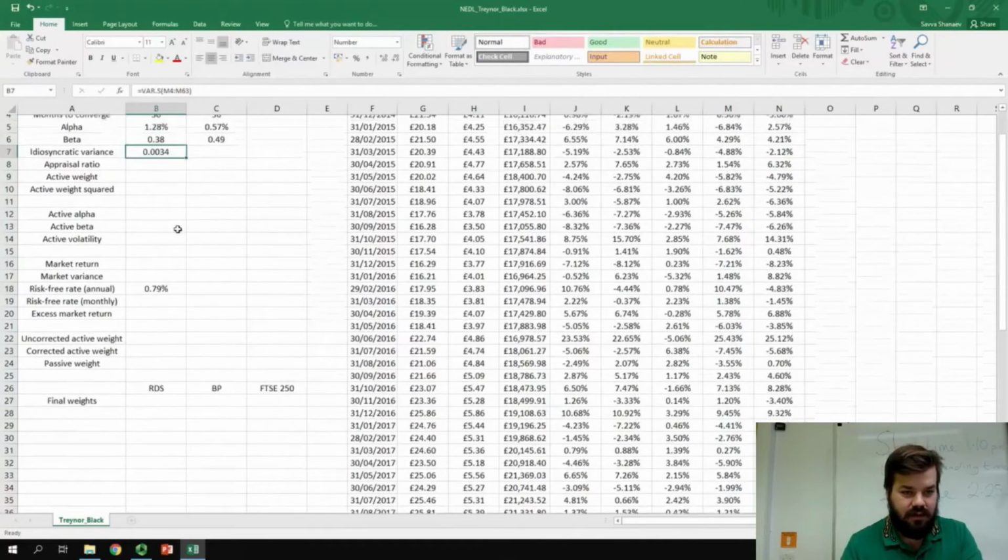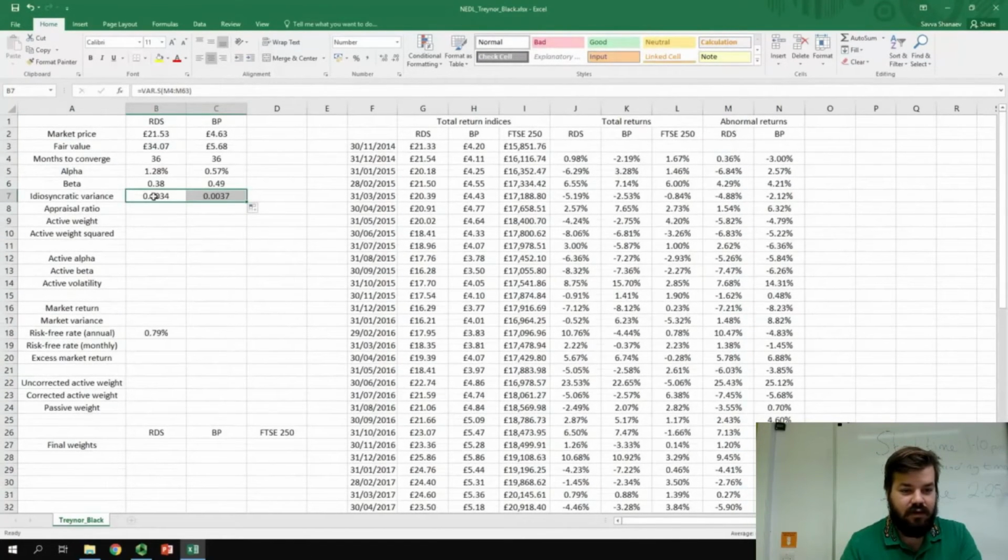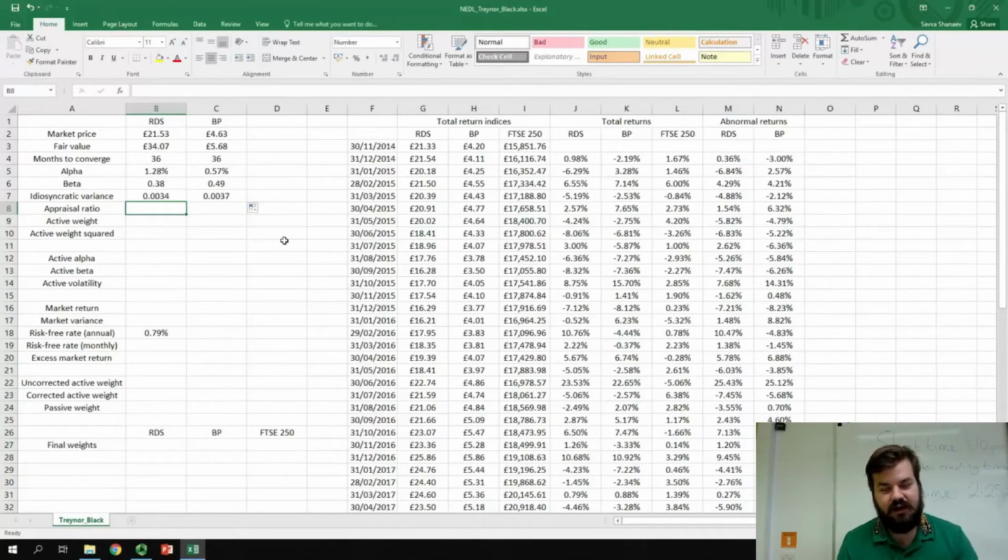We can see that the idiosyncratic variance for Royal Dutch Shell is a little bit lower than the one for BP, but they are quite similar and comparable. Now we need to calculate the appraisal ratio. The appraisal ratio relates alpha, so idiosyncratic return, abnormal return, how much the stock is overvalued or undervalued according to the expected return given by beta in relation to its respective market, to the idiosyncratic variance. So it is just alpha divided by idiosyncratic variance.